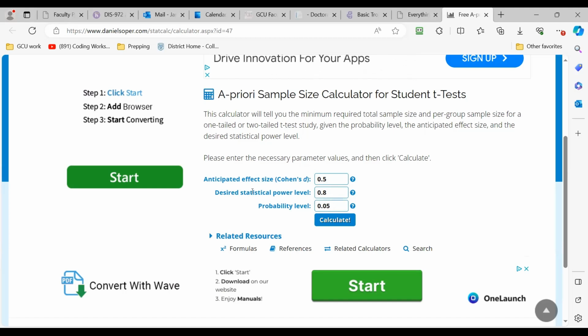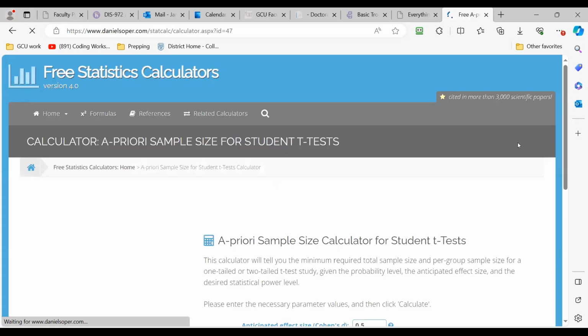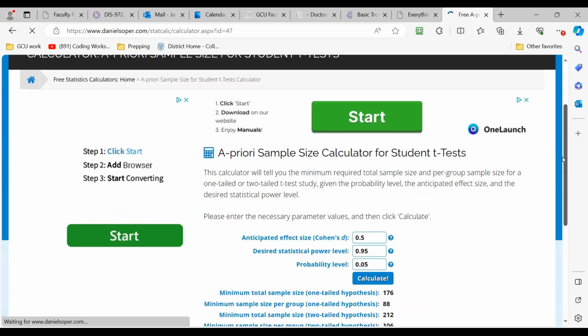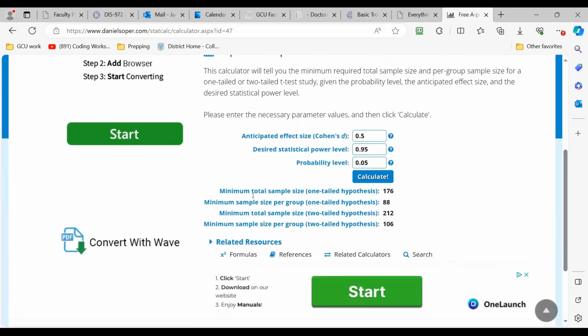And then see, remember we talked about desired power level? They use 0.8. Remember, 0.95 is probably the most common. And the probability level, this is p-value, which comes from your alpha. Alpha is always 0.05 in social sciences. But I can change all that and I can change my numbers, and it's going to come down here. And look, if I have a minimum total sample size with one-tailed testing, it's 176. If I'm using two-tailed testing, it's 212.